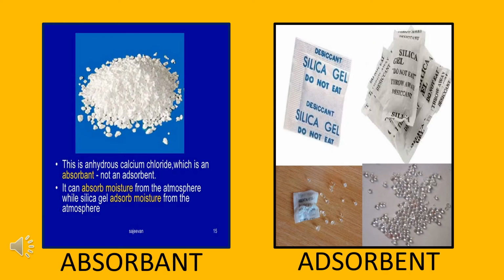These two are the pictures of anhydrous calcium chloride and silica gel. This anhydrous calcium chloride is an absorbent. It can absorb water vapor, whereas silica gel is an adsorbent. It can adsorb water vapor. So the first picture, anhydrous calcium chloride, is an absorbent, whereas silica gel is an adsorbent. Is it clear, students?